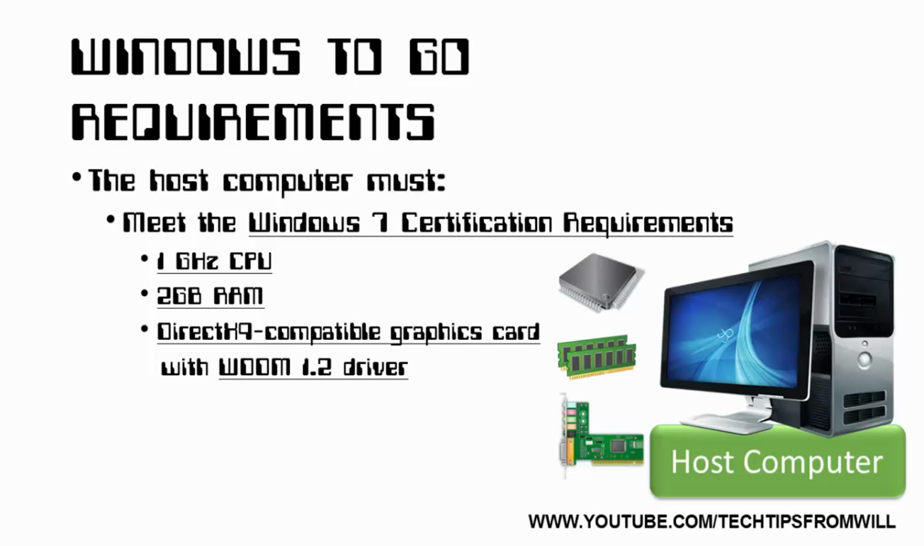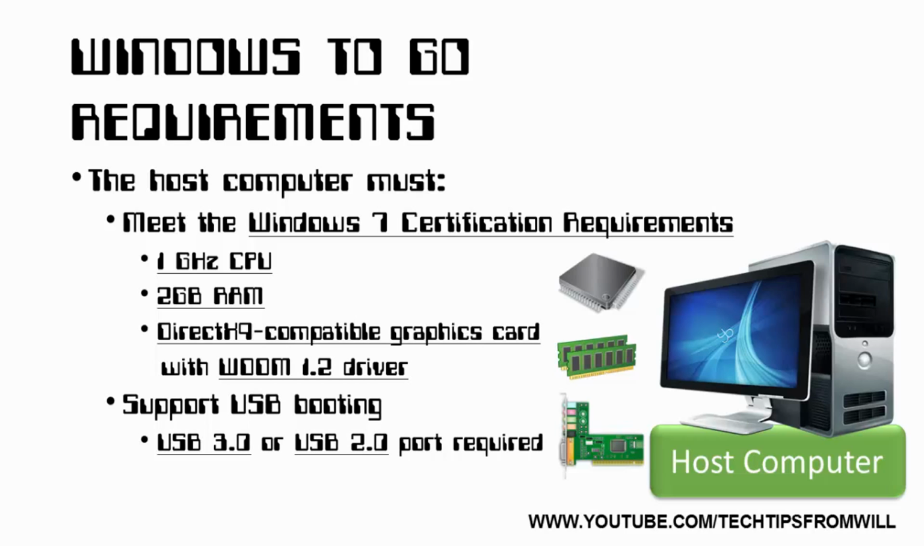Furthermore, the host computer must support USB booting. If the host computer is not capable of booting from a USB device, Windows to Go will not work. On host computers that are capable of booting from USB, the USB port you use to connect the Windows to Go workspace must be either a USB 3 or a USB 2 port. Of course, Microsoft recommends that you use USB 3 where possible for best performance. However, although slower, a USB 2 port will still work.